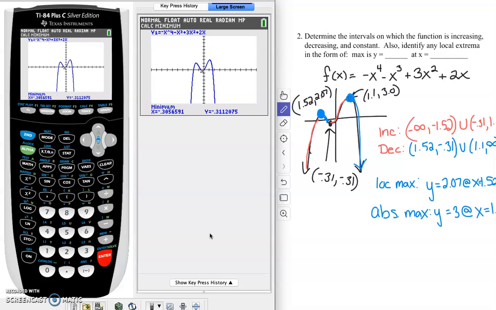And then I believe I have a local minimum. That's this point down here, which was a y value of negative 0.31 at an x value of negative 0.31.